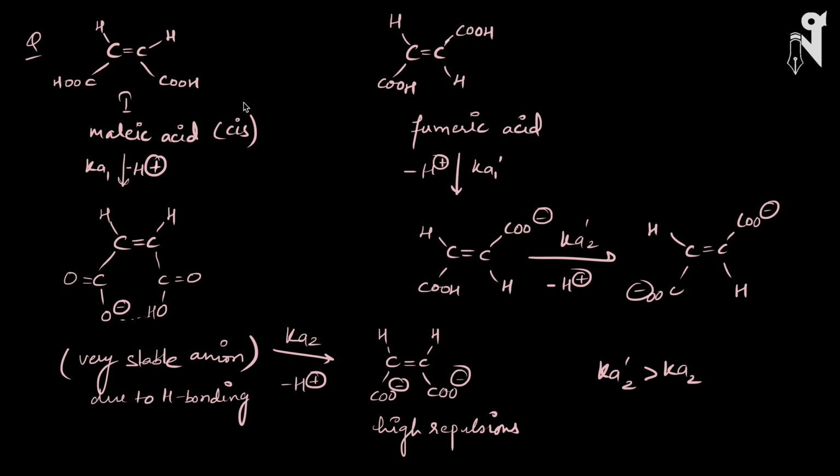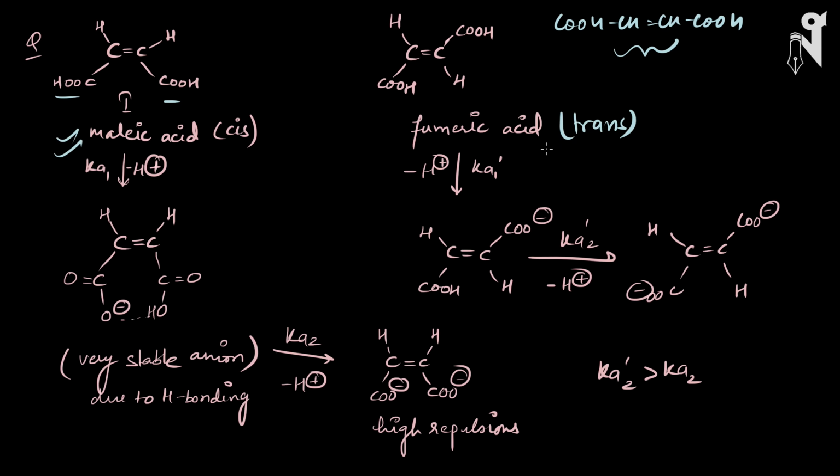In both of these acids, if you look, these are dicarboxylic acids with a double bond here. So COOH, C double bond C, COOH. This is COOH, CH double bond CH, COOH. Because this is an alkene, it can exist in both cis and trans forms. The cis form is called maleic acid. The trans form is called fumaric acid.